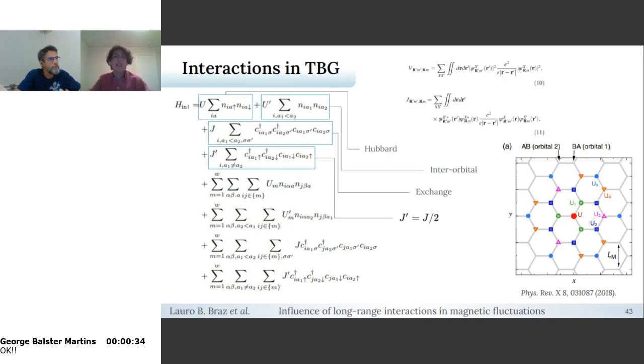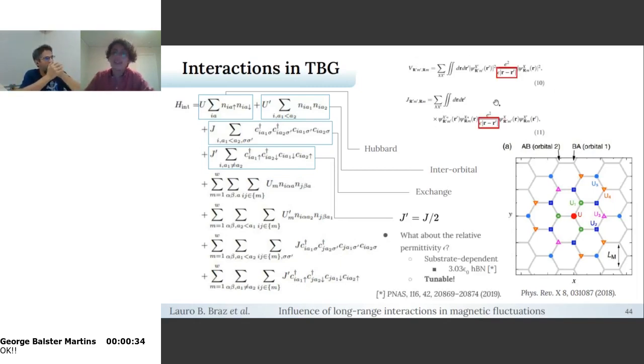They can be calculated in a quite straightforward way once you do have the Wannier orbitals in your system. So the only thing I would like to note here is this first term, those are the Hubbard terms, and then the exchange terms, but they present a dependence on one free parameter, this relative permittivity, epsilon. And this parameter is really interesting because it is substrate dependent.